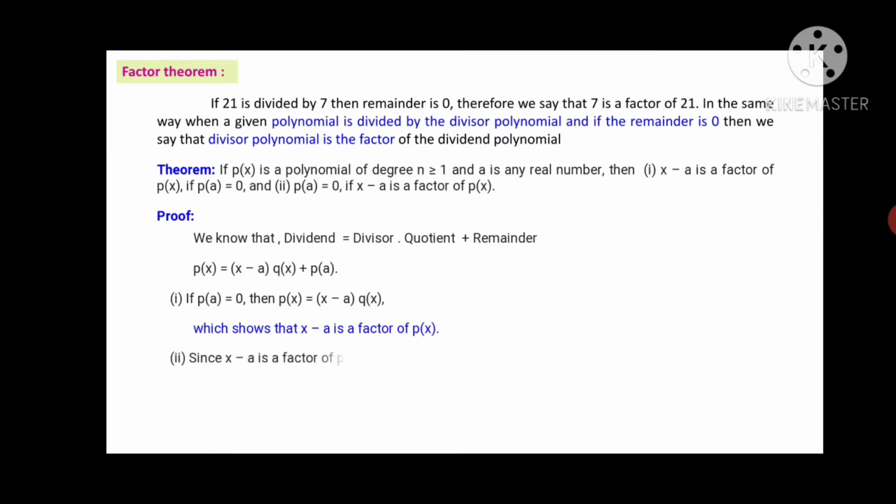Second, since x minus a is a factor of p of x, p of x is equal to x minus a into g of x, where g of x is some polynomial. In this case, p of a is equal to a minus a into g of a, which is equal to 0. A minus a is 0, and 0 into g of a is 0 itself.